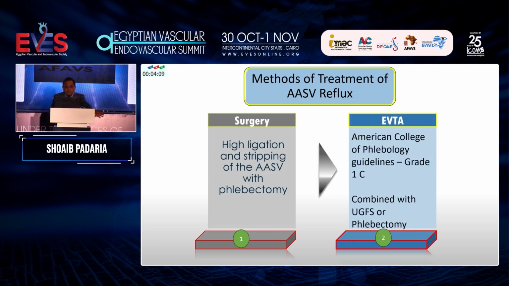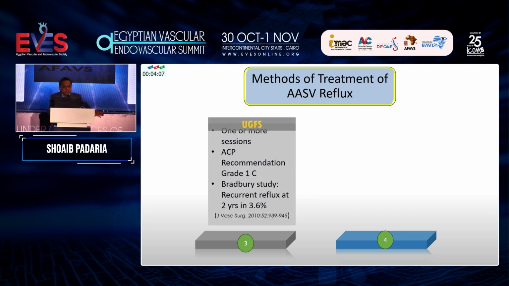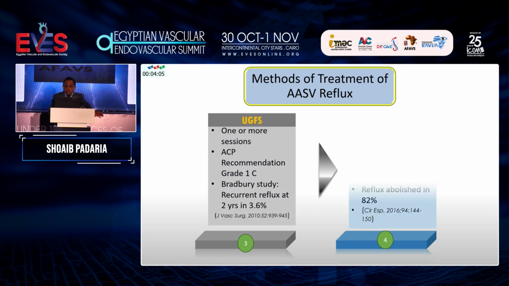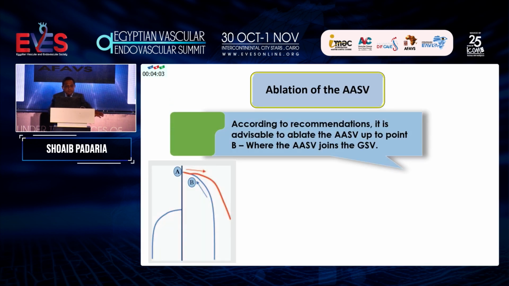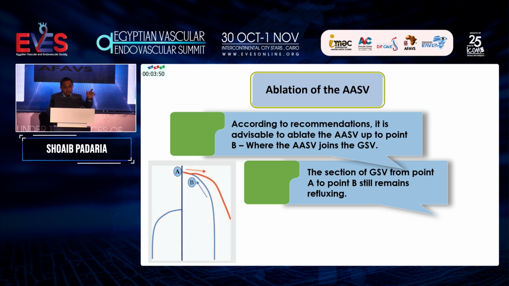It could be surgery, it could be endovenous thermal ablation, it could be ultrasound-guided foam sclerotherapy, or it could be phlebectomy. Now, according to recommendations, it's advisable to ablate the AASV up to the point B, where the AASV joins the GSV. But come to think of it, the section of the vein between point A and point B of the GSV is still refluxing.